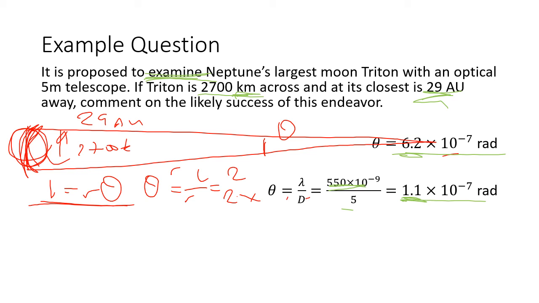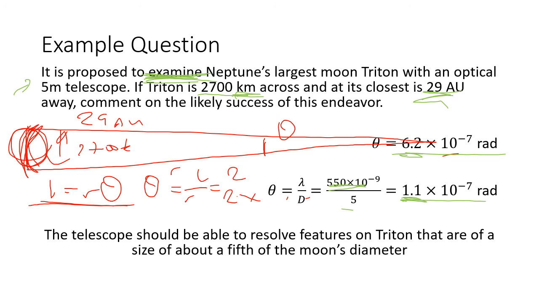I think if we wanted a good look at Triton, we're going to have to use bigger than a 5 meter telescope, or we're going to have to send a space probe. Because being able to see something that's a fifth of the total diameter of the thing is not examine. And so that's my answer. The telescope should be able to resolve features on Triton that are about a fifth of the moon's diameter. You know, if that's all you need in order to get your PhD, as the first ever decent pictures of Triton, then woohoo, you get your PhD. But chances are somebody's already got better pictures than that, and you ain't going to get your PhD based on that. Okay, does that make sense?